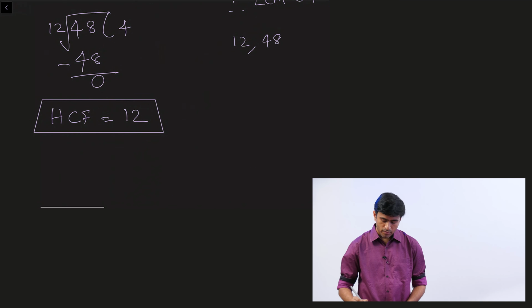Let's look at the relation between HCF and LCM. We're going to find something interesting. Let's take two numbers, 4 and 6. What is the LCM? If you do the LCM, you will find it as 12. And if you find the HCF, you will get it as 2.